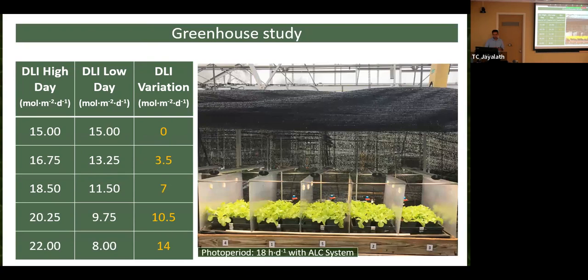You can see the DLI variations change from 0 up to 14. And the 14 is the max we were able to go in the greenhouse. So now we still have the 15 DLI average on both this, and the max DLI variation, we had 22 on high day and 8 on low day.